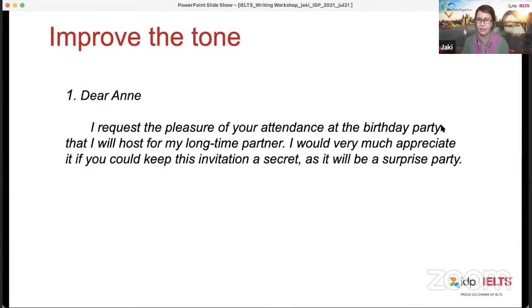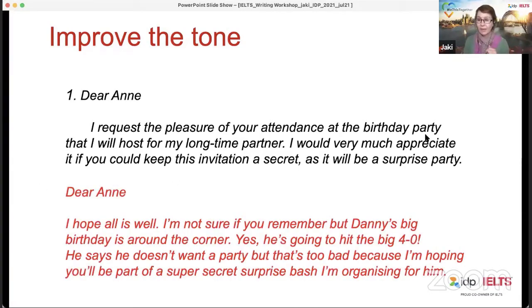Now, remember that first one is about inviting someone. If it was written like this, what do you think of this? I request the pleasure of your attendance at the birthday party that I will host for my longtime partner. I would very much appreciate it if you could keep this invitation a secret. Yes, Meghana, this is a bit too formal for a friend. Maybe if it was a very formal occasion, but this is just a surprise birthday party. This is too formal.